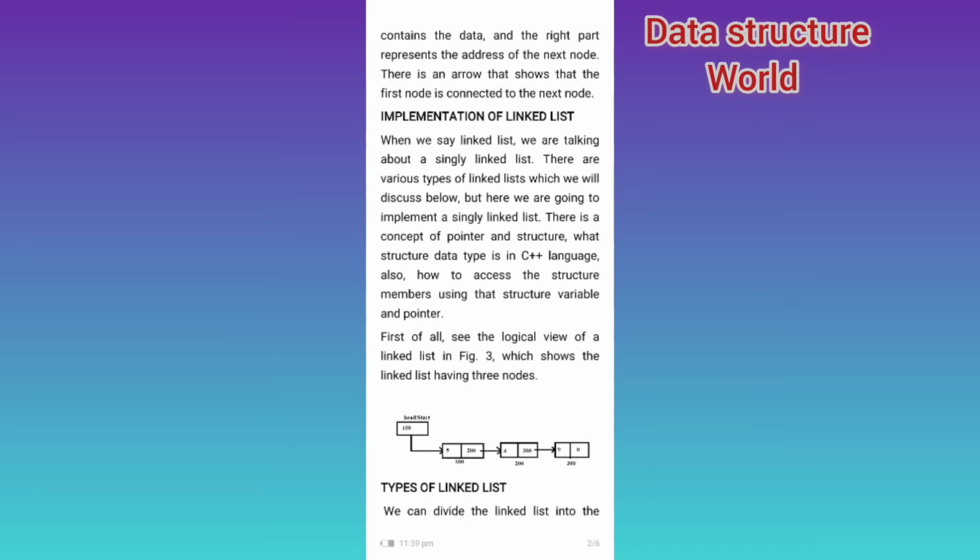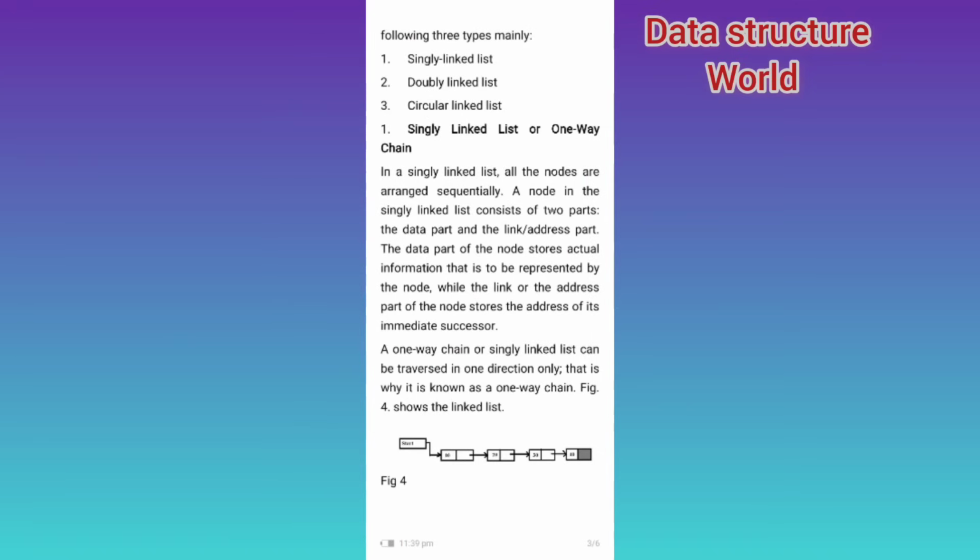Next we have the types of linked list. In types of linked list we have singly linked list, doubly linked list and circular linked list. Singly linked list, or one-way chain. In a singly linked list all the nodes are arranged sequentially. A node in the singly linked list consists of two parts, the data part and the link or address part. The data part of the node stores the actual information that is to be represented by the node, while the link or the address part of the node stores the address of its immediate successor.